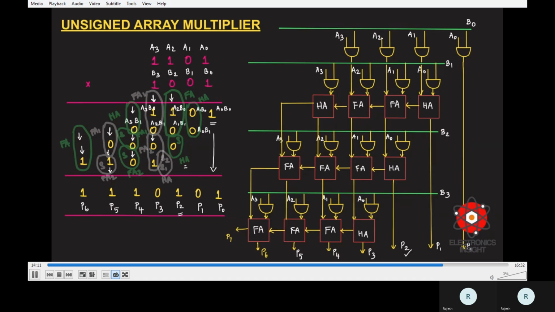So the example is giving P6 to P0. M bits are 4, N bits are 4. So N plus M is giving 8 bits, P7 to P0. So this P7 to P0 is finally generated, and this you can also analyze by its example. So finally it is P7 to P0.